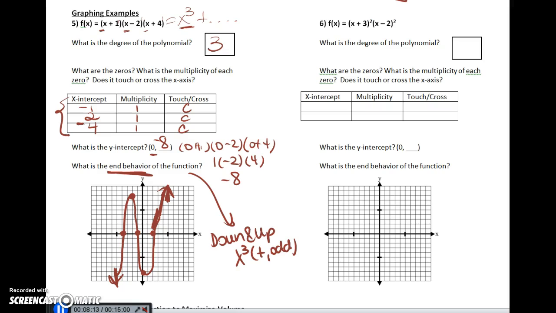I would like for you guys to try out number 6 on your own. Pause me, and then once you've gotten as far as you can, start, and I will go through and explain the problem.